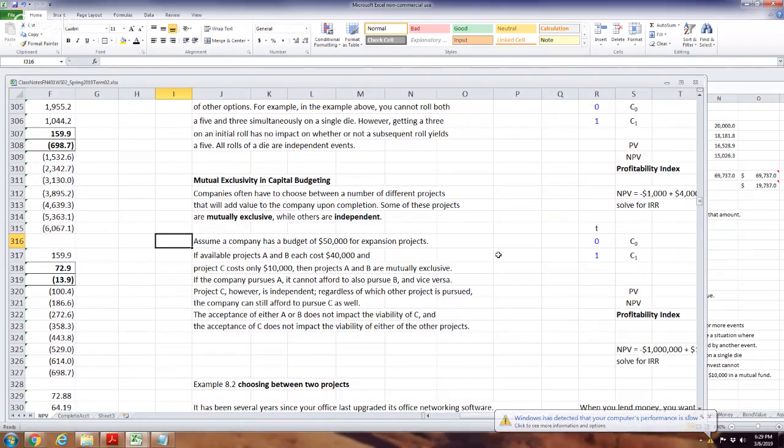If you only have $50,000 and you have two $40,000 projects and a $10,000 project, what you're spending on, how many subway stations you're going to rehabilitate in New York City, depends on your capital budget, and you can't do them all.